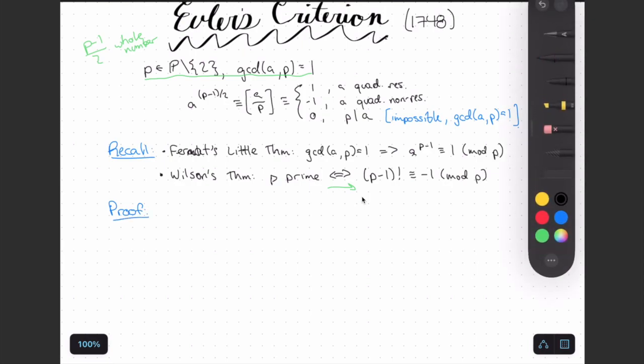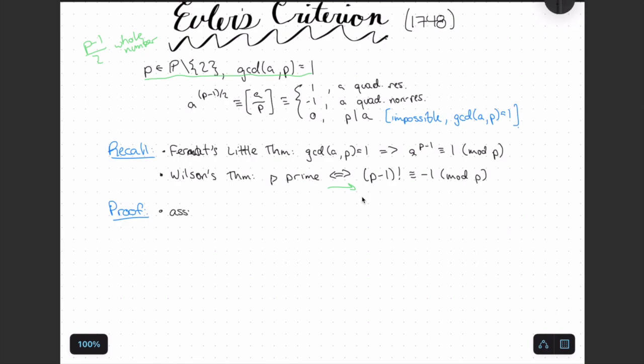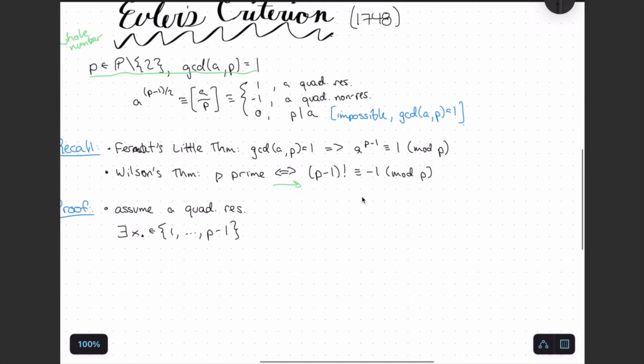So we will first assume that a is a quadratic residue. Now, what does that mean to be a quadratic residue? Well, it means there exists an x naught in this set, 1 to p minus 1, so the list of all the non-zero residues, such that x naught squared is equivalent to a mod p.